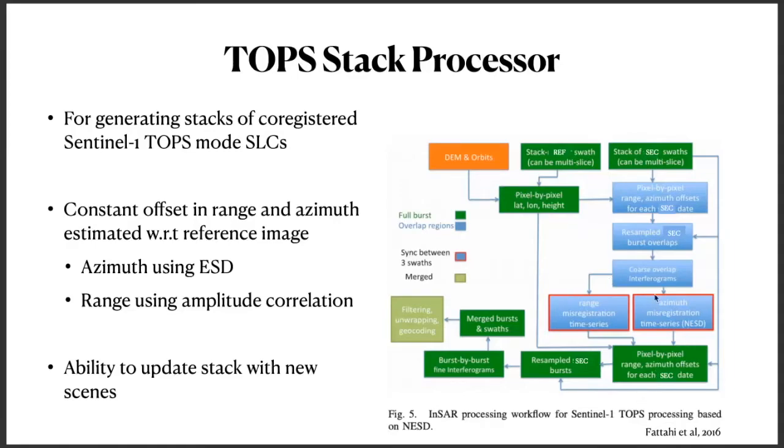The co-registration is done using cascade co-registration. I'm going to talk about it in the next few slides. But essentially, at the end of the co-registration process, we estimate a constant offset in slant range and a constant offset in azimuth with respect to a reference image. The azimuth, again, is done using ESD, and we use NESD as described in this paper.